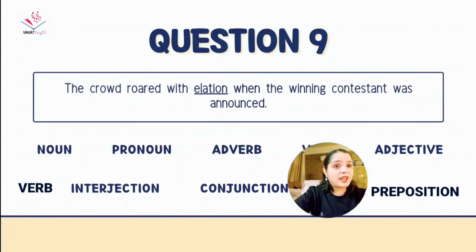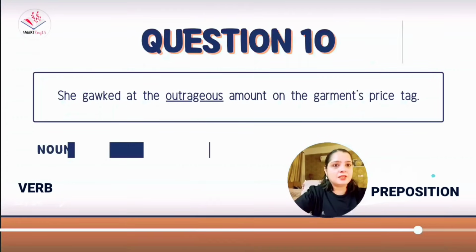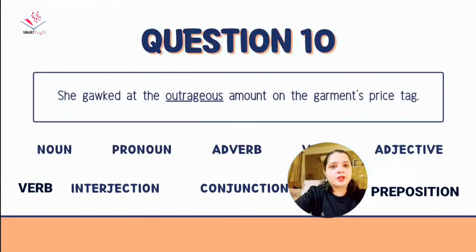Let's see the next sentence. The crowd roared with elation when the winning contestant was announced. So you have to guess the part of speech for elation. Any guesses? Let me help you here. If you are confused, it is a noun. Let's move to the last but not the least, 10th sentence.